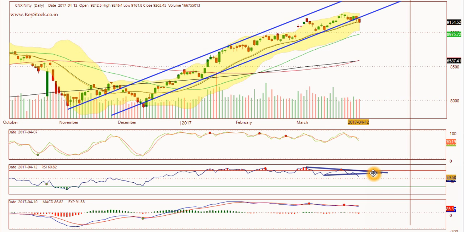If Nifty spot closes below this week's closing low of 9150, there is every possibility that Nifty spot can probe 8975 to 9000 levels going forward.